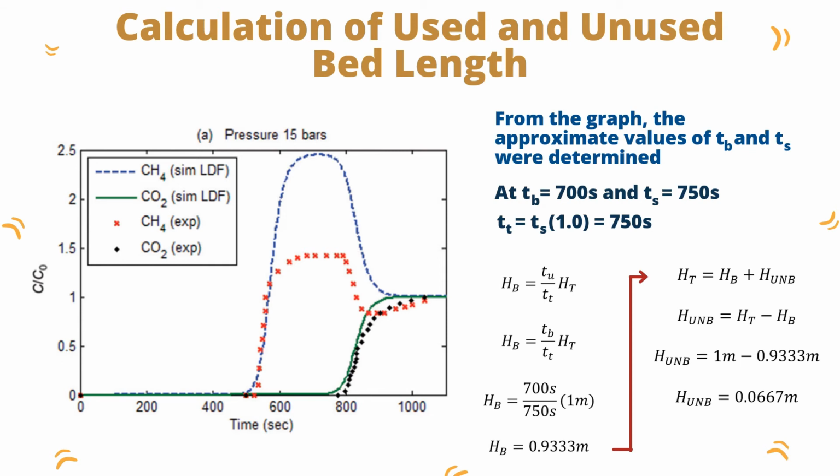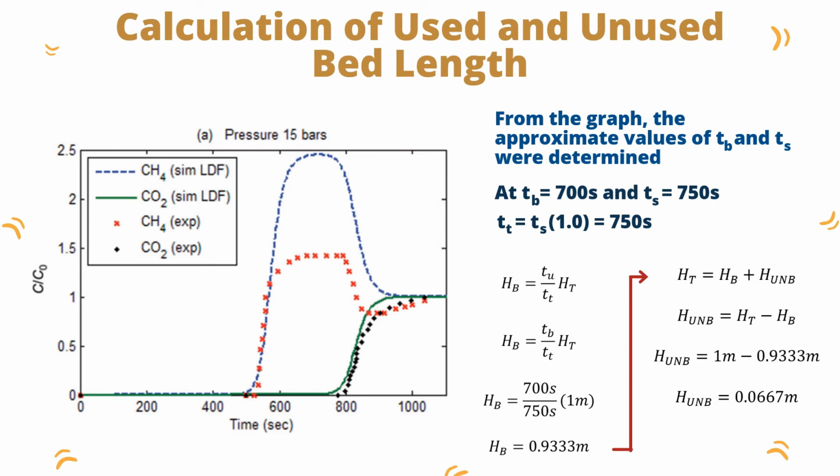To calculate the mass transfer zone, from the graph, the approximate values of TB and TS were determined. TB, or breakpoint time, is equal to 700 seconds, and TS, which equals TT, is 750 seconds. So we can find the MTZ by using these two equations. The first equation is HB equal to TU over TT multiplied by HT, or used bed length is equal to the ratio of TU over TT multiplied by the total length of the column. Then we get the HB, or used bed length, equal to 0.93 meter.